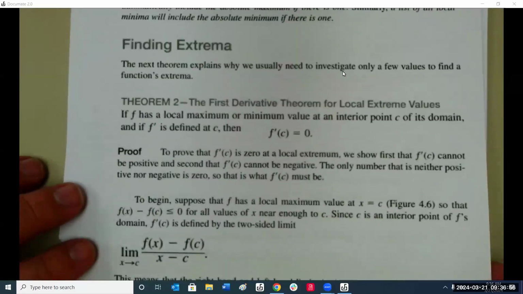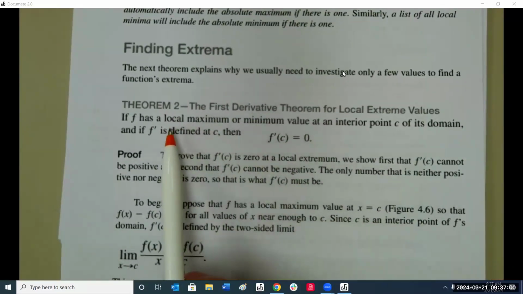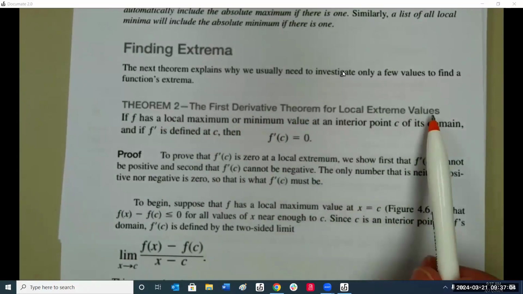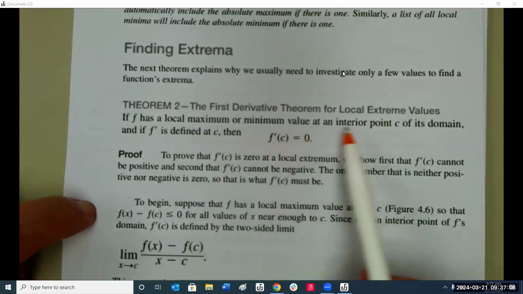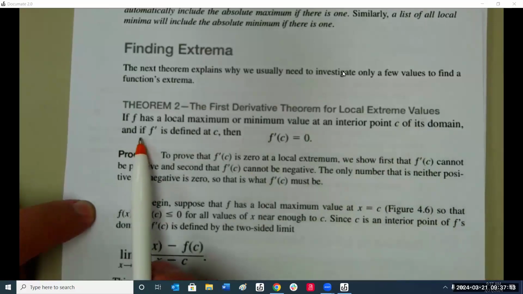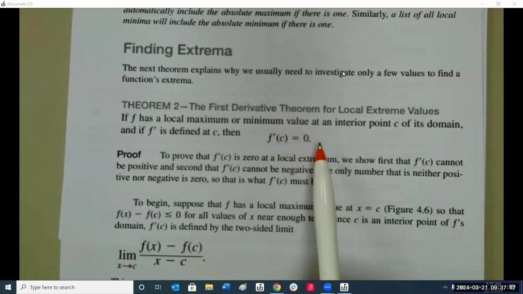Finding extrema. Theorem 2. The first derivative theorem for local extrema states this. If f has a local maximum or minimum value at an interior point c of its domain, and f is defined at c, then the derivative of f at that point c equals 0. Now, what does all that stuff mean?